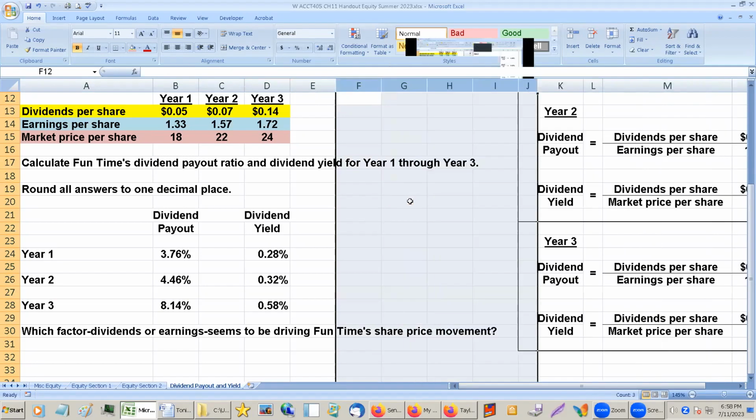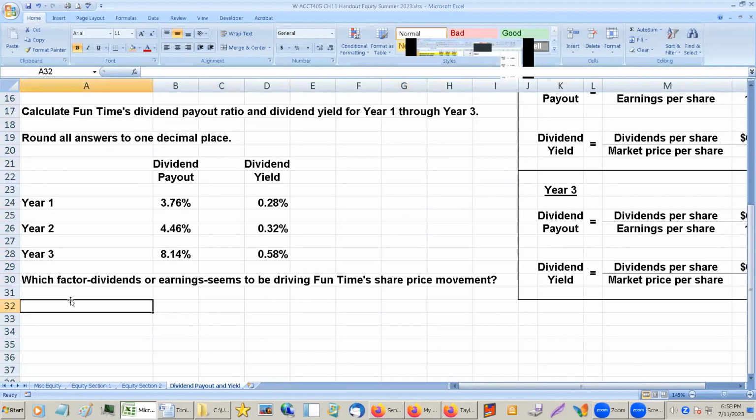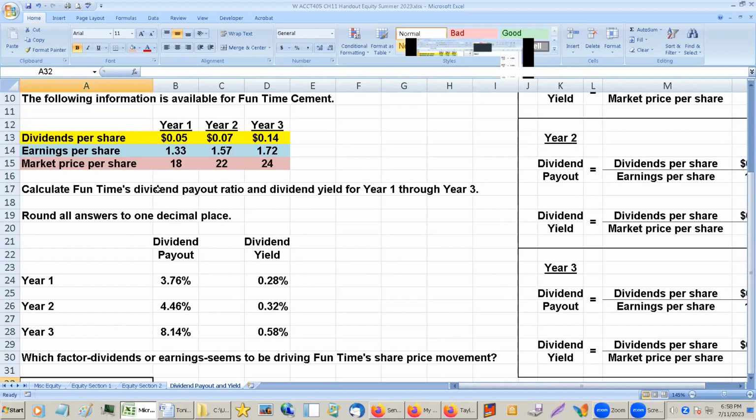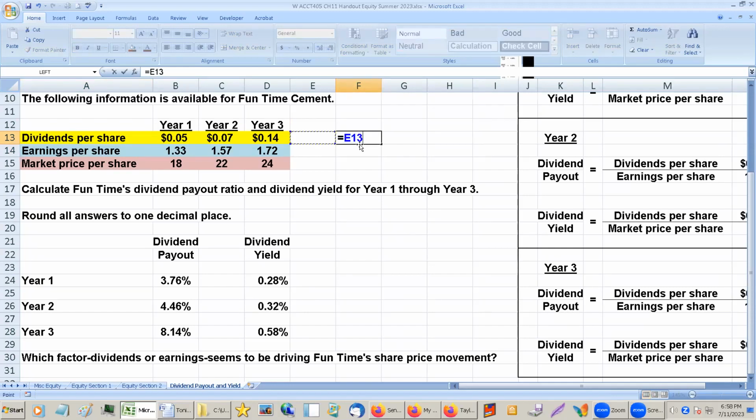And I have to unhide this. The question is, which seems to be driving the share price movement? It could be that it's being moved by the dividends or the earnings per share, and it really depends on the company. So the question is, how much did this grow by? For instance, by year 3 it was at 14, and year 1 it was 5. I'm going to put this in a percentage, and I'm just going to copy this down.